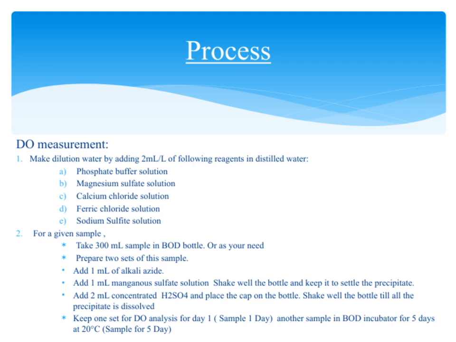After adding these reagents, we shake the bottle thoroughly to mix everything well, and then let it sit so the precipitate can settle. After that, we add 2 milliliters of concentrated sulfuric acid, carefully cap the bottle, and shake it again until all the precipitate dissolves. This step is crucial because it prepares the sample for accurate DO analysis.